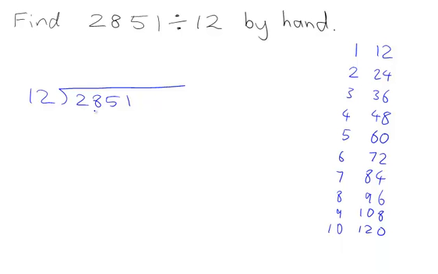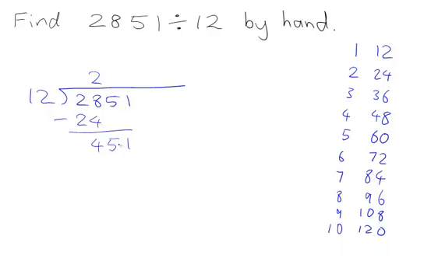So let's have a look. 28. How many 12s go into 28? 24 is the best number on here because 36 is too big. So the nearest multiple of 12 to that is 24, and that's 2 lots of 12. And I'll take off the 24 and figure out what's left over. So 2 minus 2 is 0, 8 minus 4 is 4. And I'll bring down the 5 and the 1.